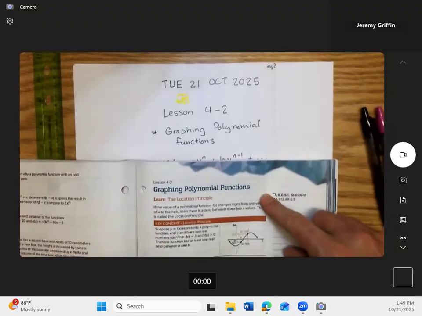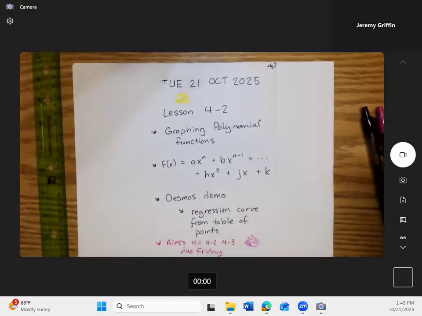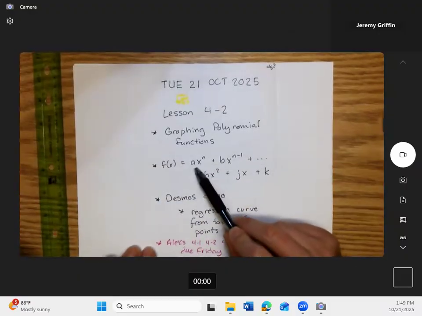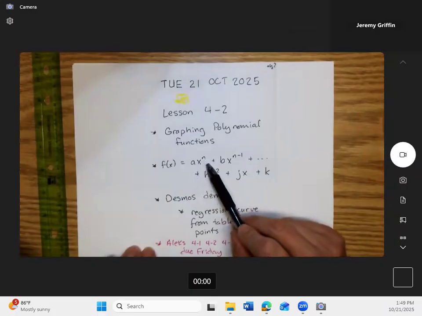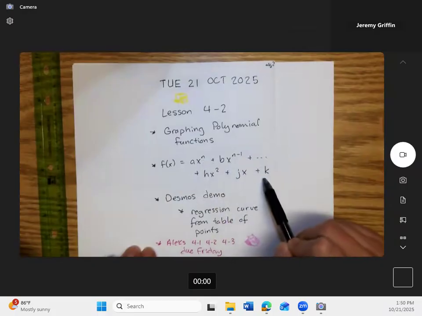Okay, you guys have your laptops open because I'm going to take you through a couple examples. So to remind you what a polynomial is, it takes this form. For example, it'd be ax to the 7 plus bx to the 6 plus and so on, all the way down to some constant.